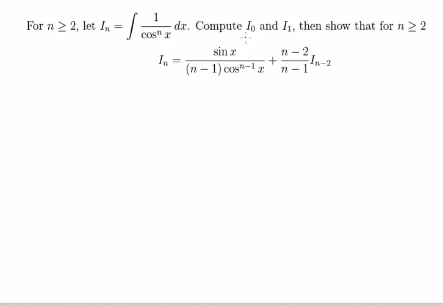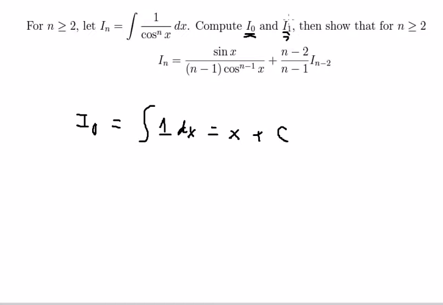First, the question asks to find I0 and I1. If I equals 0, you have cosine s to the power of 0, so you get the number 1, ds, and you get s plus c.